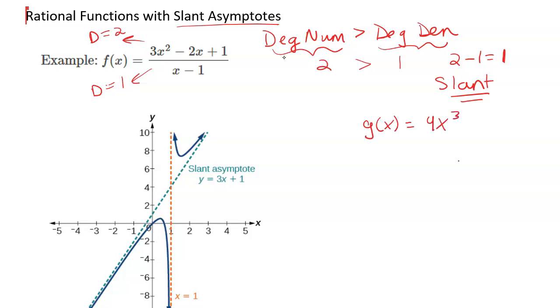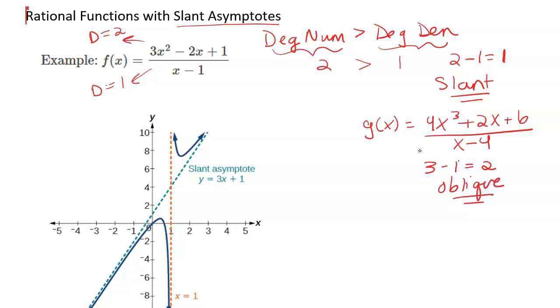So let's say g of x is 4x cubed plus 2x plus 6, and I'm literally just making something up here, and then the bottom is x minus 4. So the degree of the numerator is 3 and the degree of the denominator is 1. Well, this is also not going to have a horizontal asymptote, but the difference is 2, right? So when you take 3 minus 1, you get a 2, and this is what we call an oblique asymptote. So it's a little bit different than a slant.